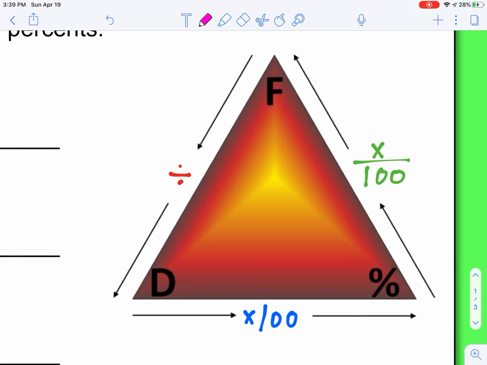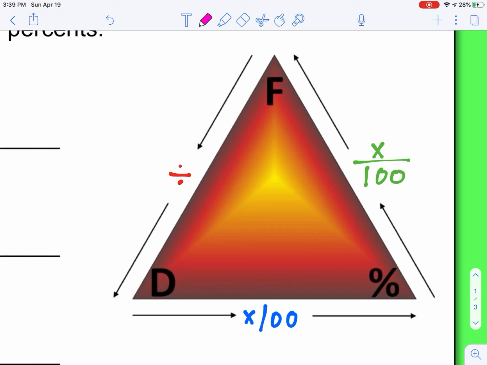So I'm going to start in the bottom right-hand corner where the percent symbol is. If I follow my arrows up, it goes up to the F. The F stands for fraction. So if I want to take a percent and turn it into a fraction, I just take my number, my percent number, and I put 100 on the bottom. And I'm going to make sure that I simplify.